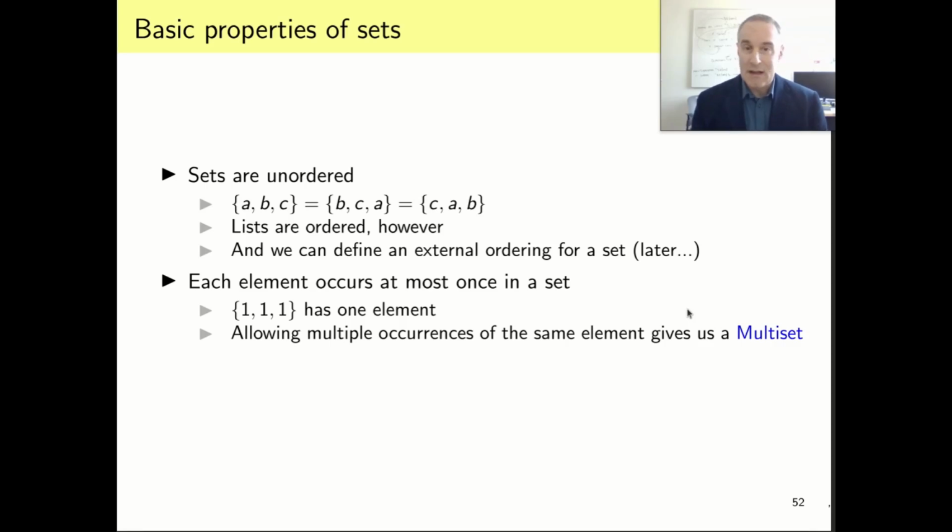As we've mentioned, each element occurs at most once in a set. So although you shouldn't often see a notation like the following, the set containing 1, 1, and 1, well, that's meaningless. It actually means the set of 1, right? Those other two ones are redundant. Now, if we want to allow multiple occurrences of the same element, we have a different data structure or a different mathematical construct that's called a multiset. That data structure is often also called a bag. It's unordered and it allows duplicates.